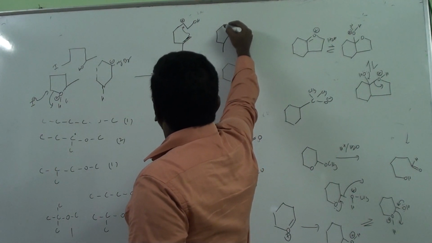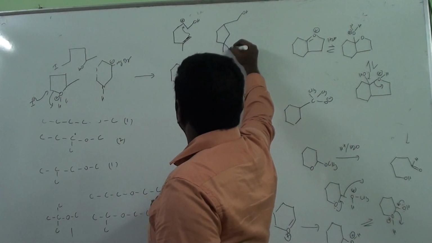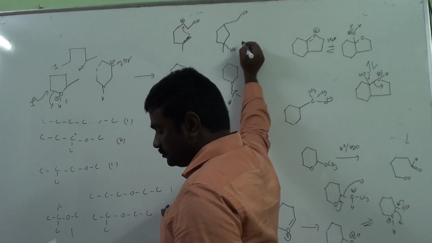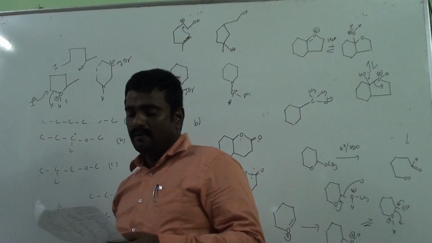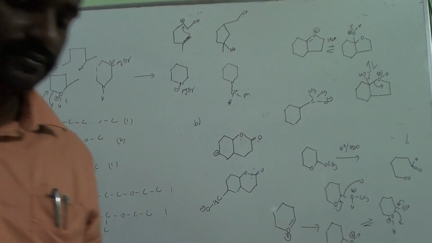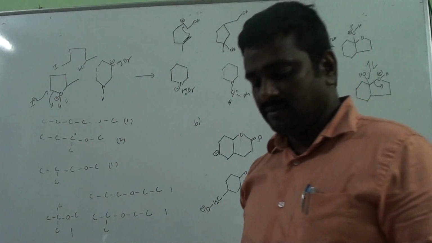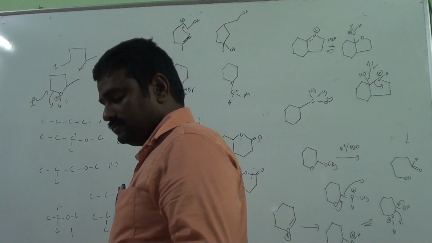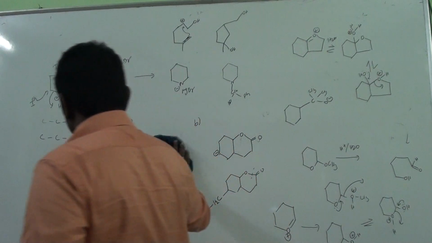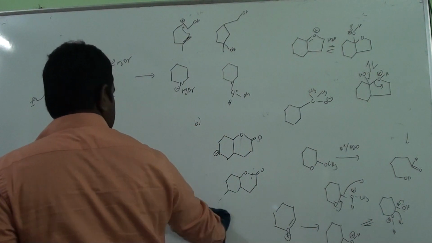Here CH2OH, this is a positive charge. Here water will attack OH. So the correct answer will be B and D. On to the 12th one, then the 13th. Is the first mechanism correct or not?